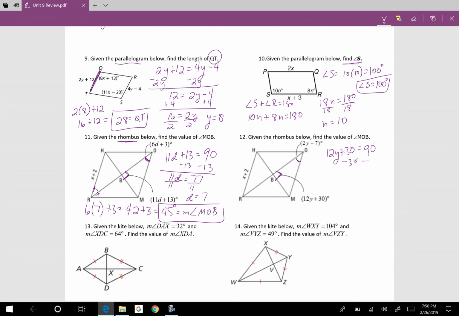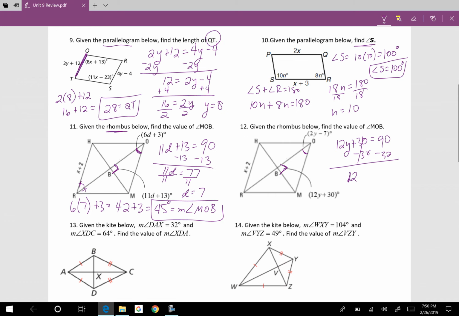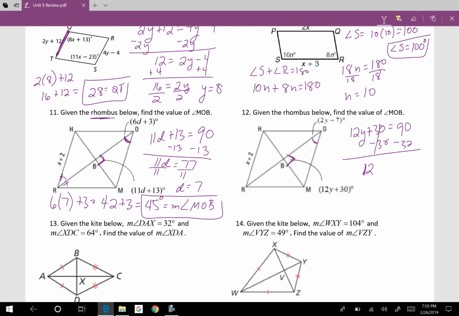So take away 30. So we get 12y is equal to 60. Divide by 12. So y is 5. Okay, y is 5. And now again, MOB is going to be equal to this 2y minus 7. So 2 times 5 minus 7. So 2 times 5 is 10, minus 7 is 3. And that's the measure of angle MOB.